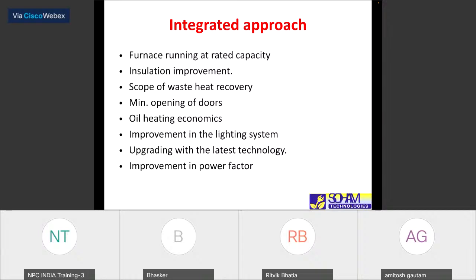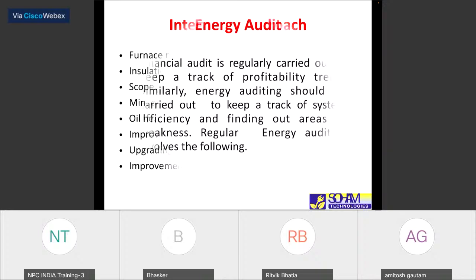The integrated approach can also be there in the industrial sector: furnace running at the rated capacity, insulation improvement, scope of waste heat recovery, minimum opening of the doors, heat or oil heating economics, improvement in the lighting system, upgrading with the latest technology, and improvement in the power factor.